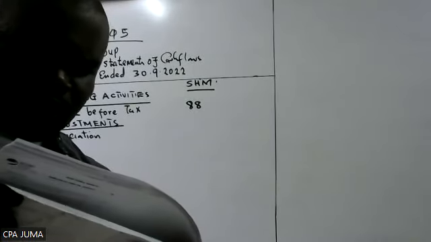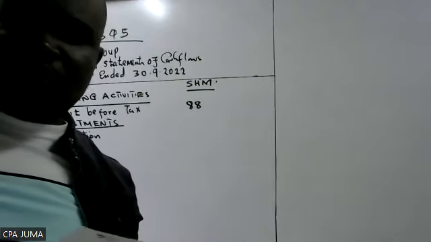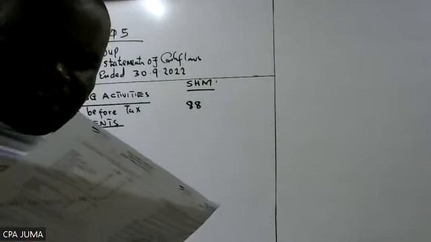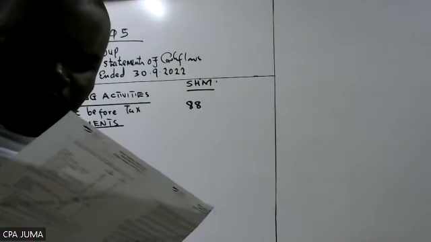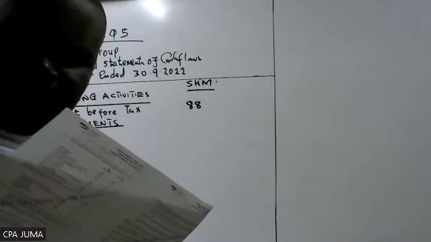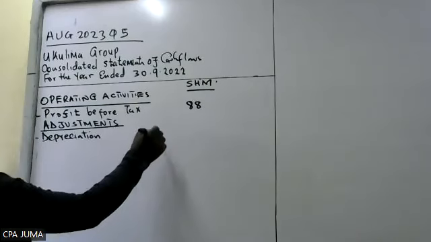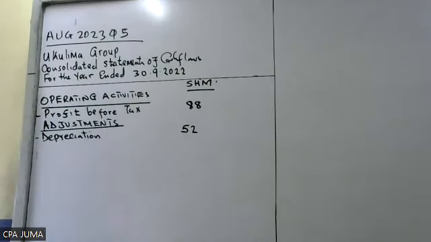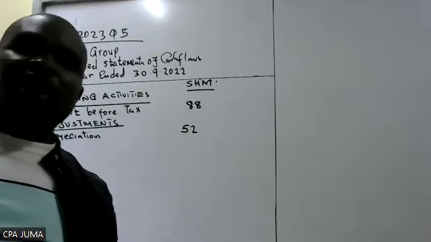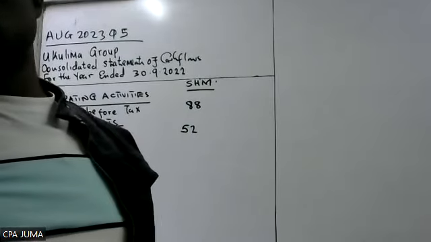Note one. Check note one, please. Check additional information number one. Machinery with a carrying amount of 12 was disposed of for 10. Depreciation of 52 million had been charged to operating. So bring depreciation 52. That one you add back.